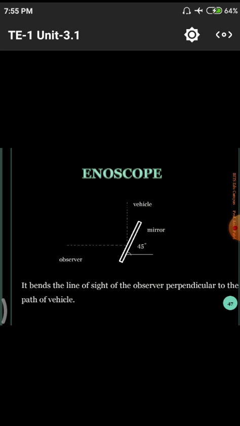Okay, this is the vehicle and observer. A mirror box having a 45 degrees inclination. It bends the observer's line of sight perpendicular to the path of the vehicle, so that by using the observer's eye with the mirror, they have the capability to calculate certain amounts of speed.